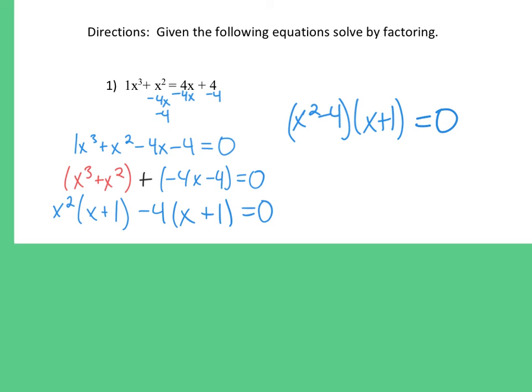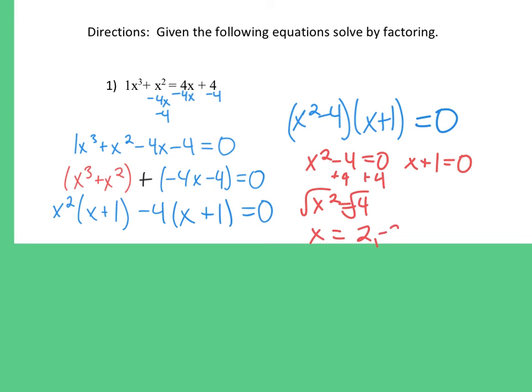Okay, so then we need to just set both of these equal to 0. First one, add the 4 over, so x squared is 4. We would then need to square root both sides to get x is 2 and negative 2. And x is negative 1. So we've got 3 answers there.